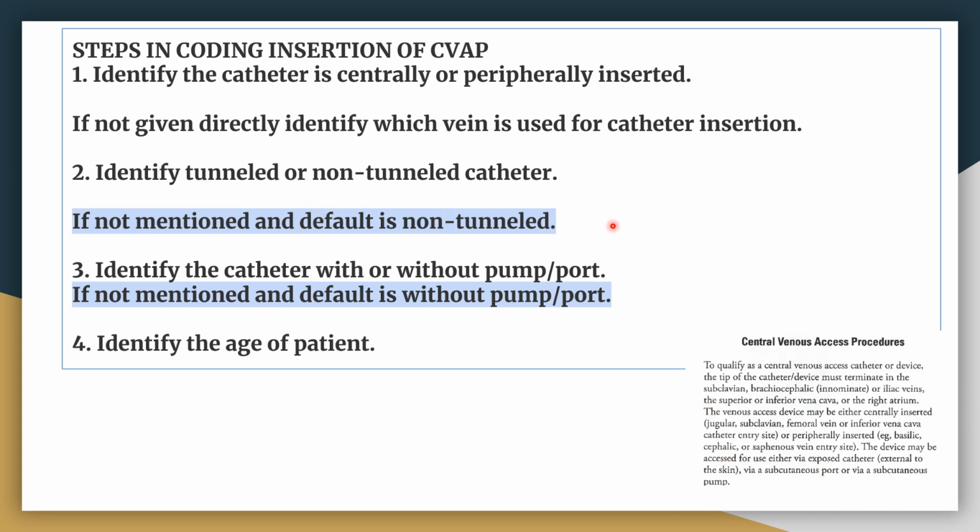Identify tunnel or non-tunnel. If not mentioned, default is non-tunnel. So this is also a very important consideration. Then identify whether the catheter is with or without pump and port. If not mentioned, default is without pump and port. And then the fourth important point is the age of the patient, because the code varies depending upon the age of the patient. And the fifth important point is the image guidance.